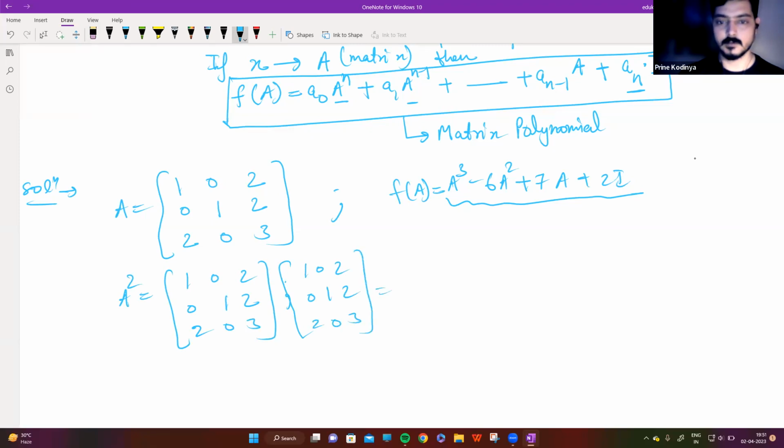So first row with first column would give me 1 plus 4, 5. First row with second column would give me, I guess, 0. First row with third column would give me 2 plus 6, 8. Then second row with first column would give me 4. Second row with second column would give me 1. Second row with third column would give me 8.